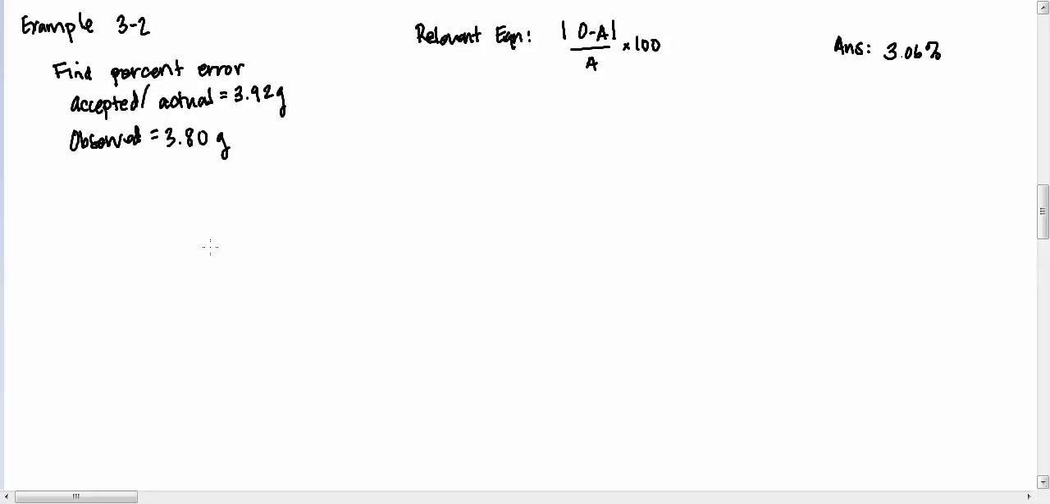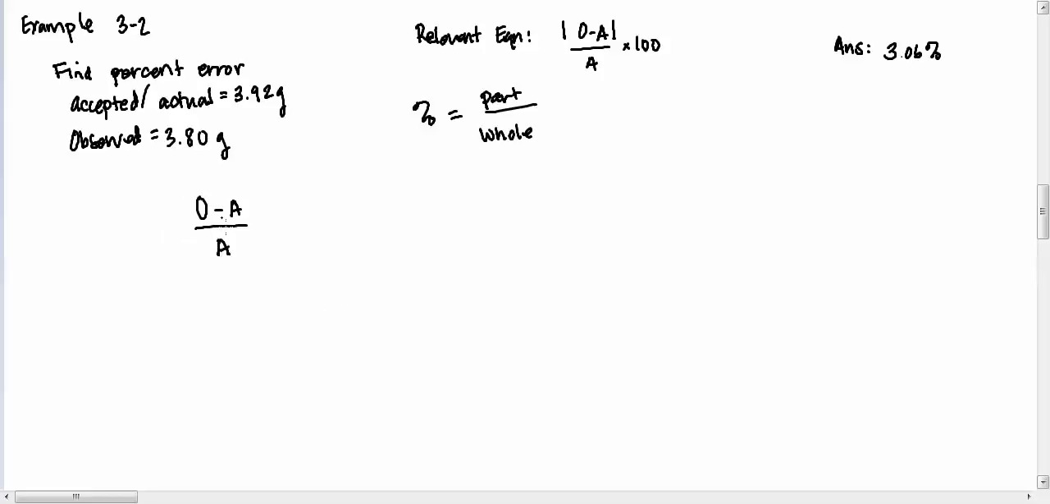Essentially what percent error is asking is how far off from the actual number did you get? And in order to find the percentage of something, you always take the part divided by the whole. So the question is, how far off did you get? Now, the formula is O minus A divided by A.